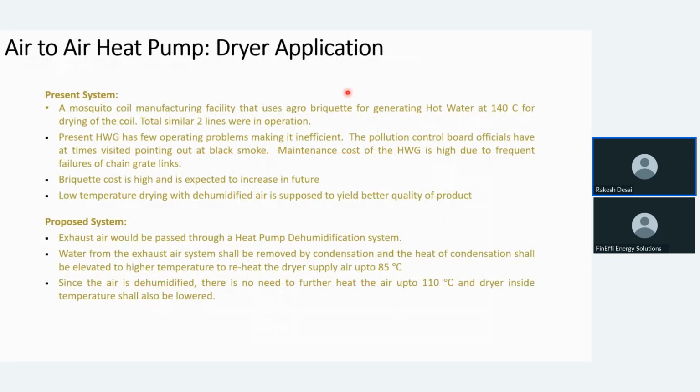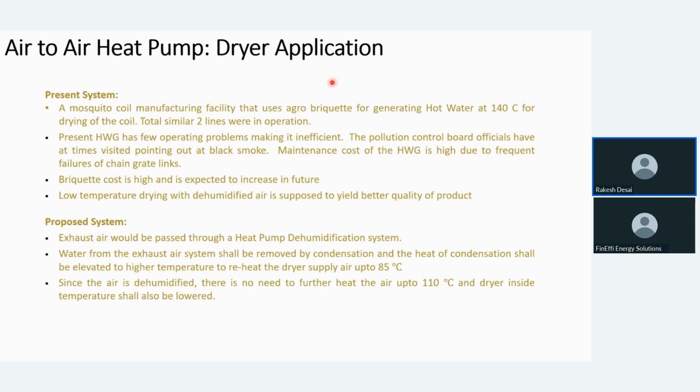Now coming to the second application, that is the air-to-air heat pump in a dryer. In a dryer, hot air is required to remove the moisture from the material, and that hot air is then exhausted out of the system. Fresh air is taken, it is again heated to a temperature, and the cycle continues.